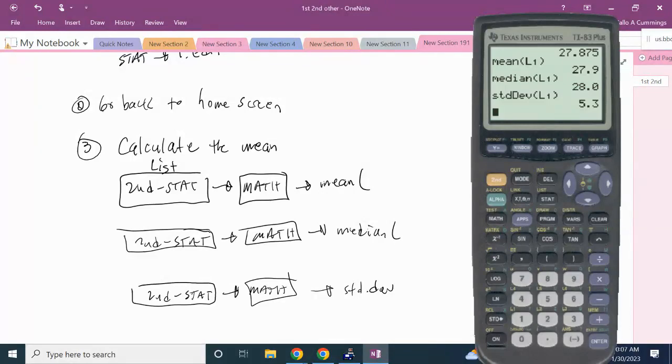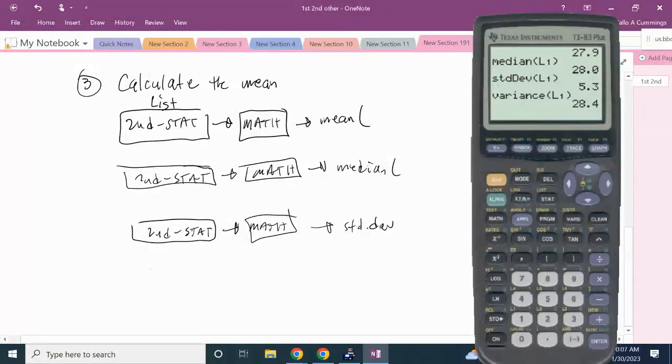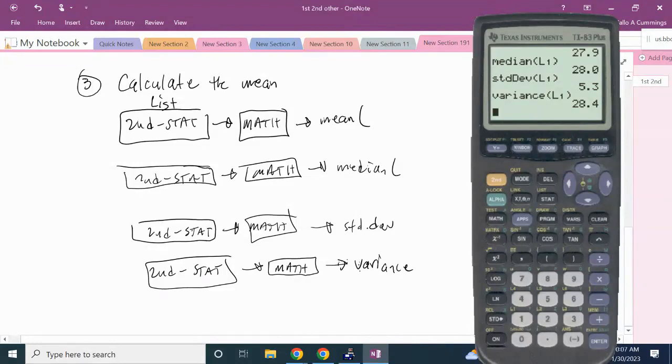You can find the variance, which is 28.4. We have to calculate the range and the mode by hand. I'll show you how to do that. You can do the range on the calculator, but you have to do the mode by hand.